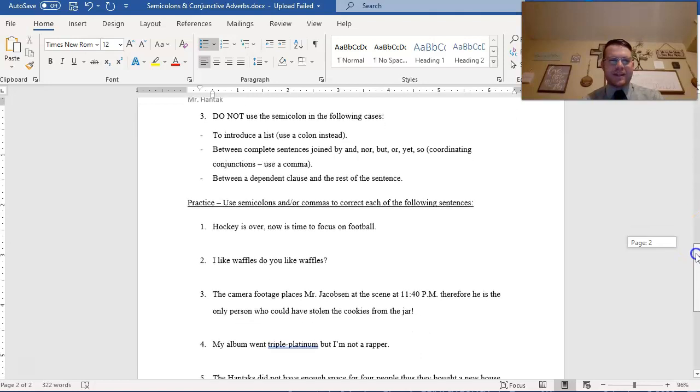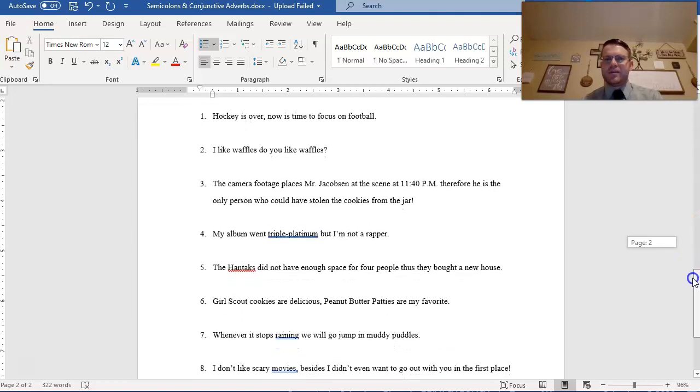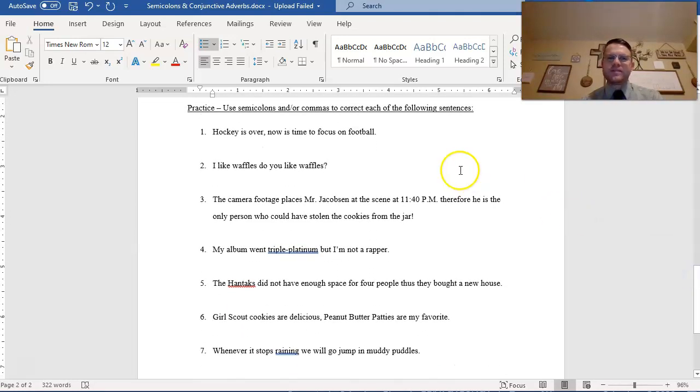There are 10 practice sentences here. It's a good idea to read these out loud as you follow the directions. They simply say, use semicolons and or commas to correct each of the following sentences. So as you read a sentence out loud, hockey is over, comma, now is time to focus on football. I hope you notice that that's a comma splice. Correct it either using a semicolon or with commas. I hope you know how to fix that first one.